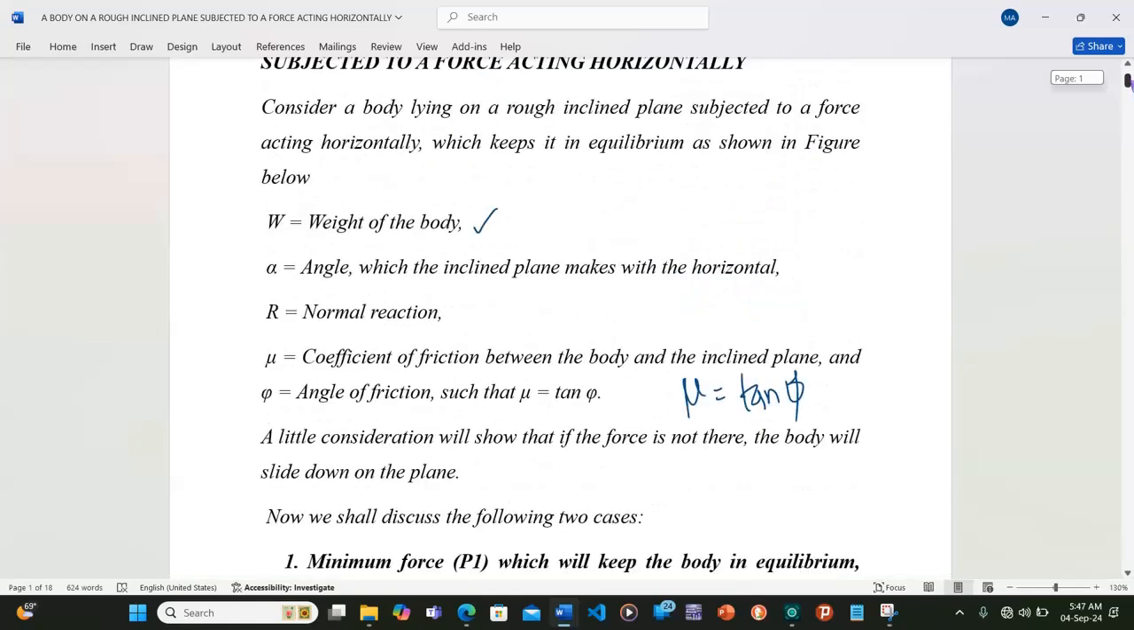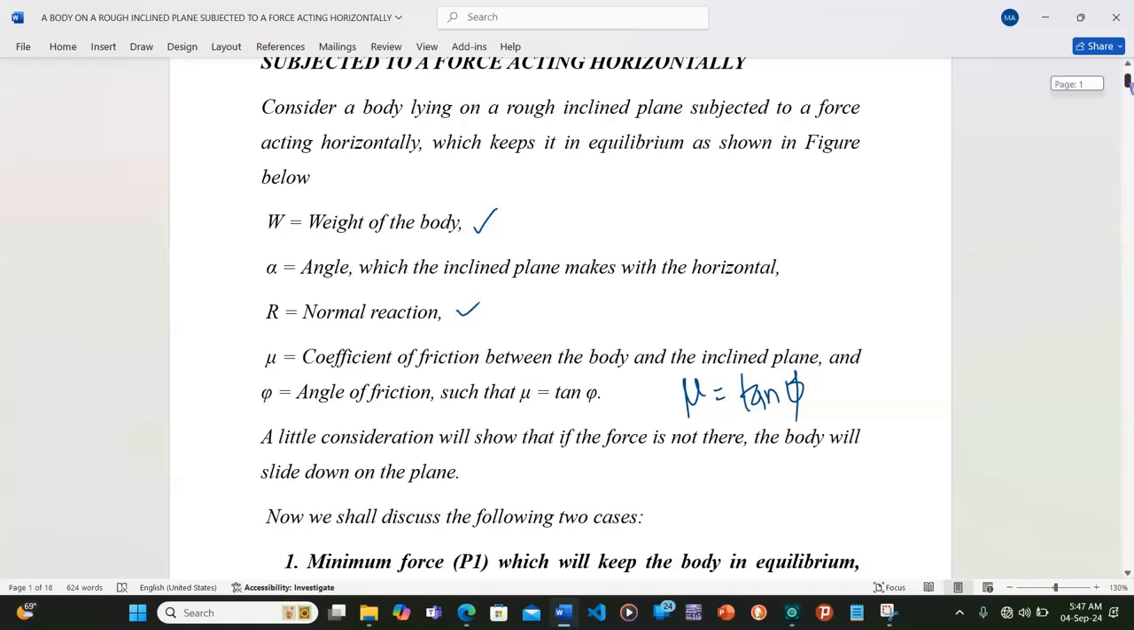So let W be the weight of the body, alpha be the angle which the inclined plane makes with the horizontal, R be the normal reaction, nu being the coefficient of friction between the body and the inclined plane, phi being the angle of friction, whereby nu will equal tan phi, whereby we have said phi is the angle of friction and therefore nu being the coefficient of friction.